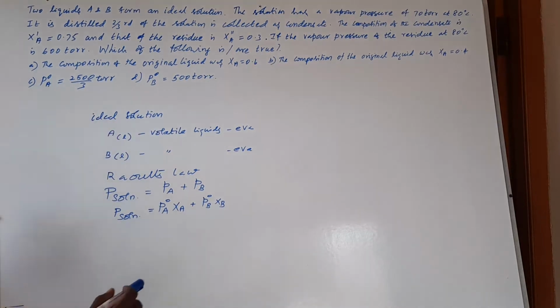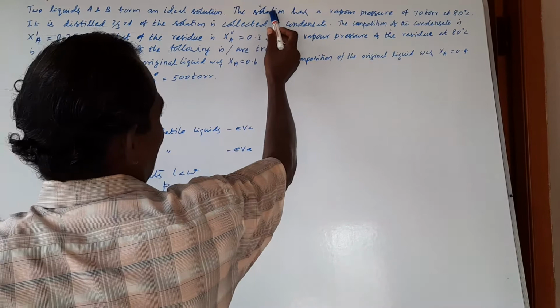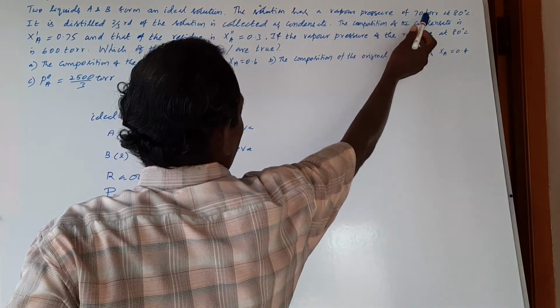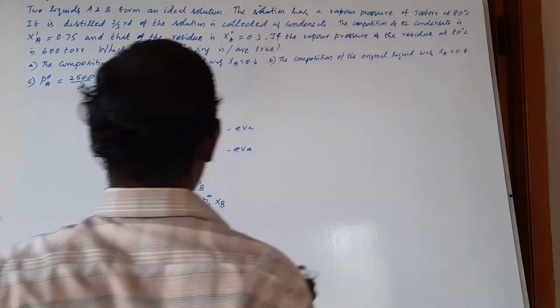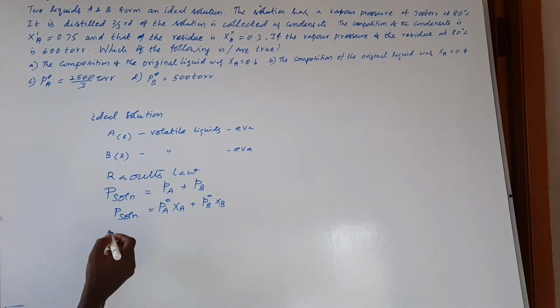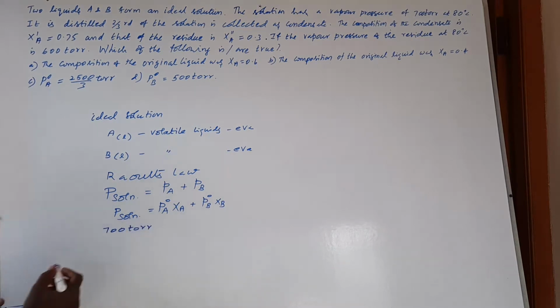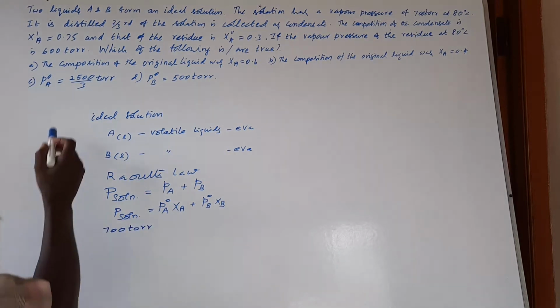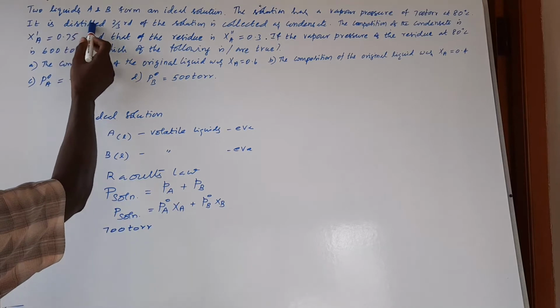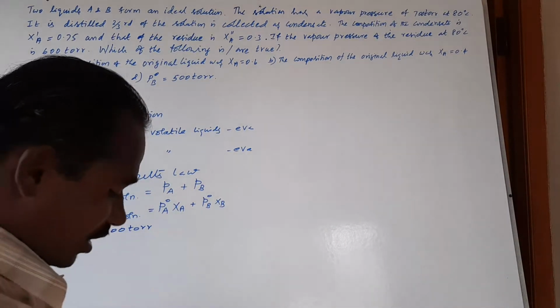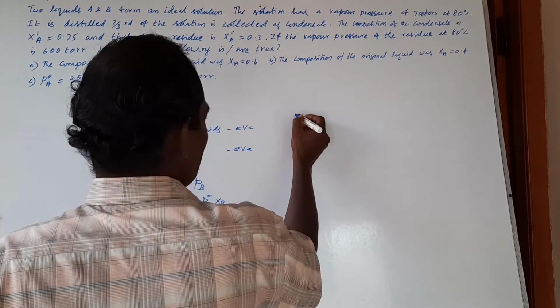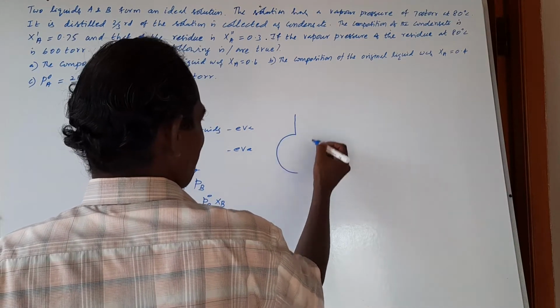This solution shows vapor pressure 700 torr. It is distilled. So the solution is taken for distillation. Distillation process, let us see.